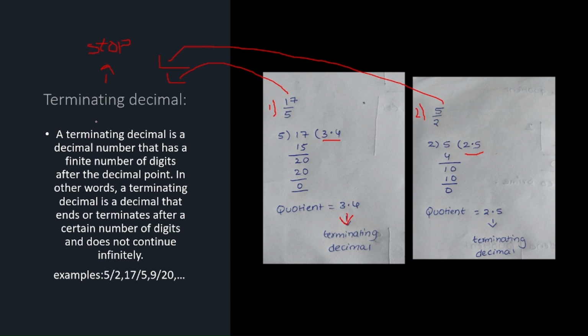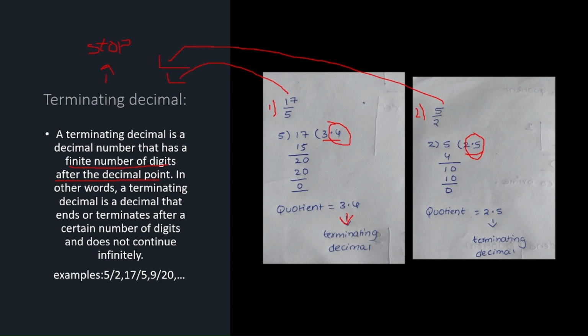Now the definition of a terminating decimal: a terminating decimal is a decimal number that has a finite number of digits after the decimal point. See, there is a finite number of digits after the decimal point. If you observe, after the decimal there is only a finite number of digits. Here only 5, here only 4. That means there is a countable number of digits after the decimal point.